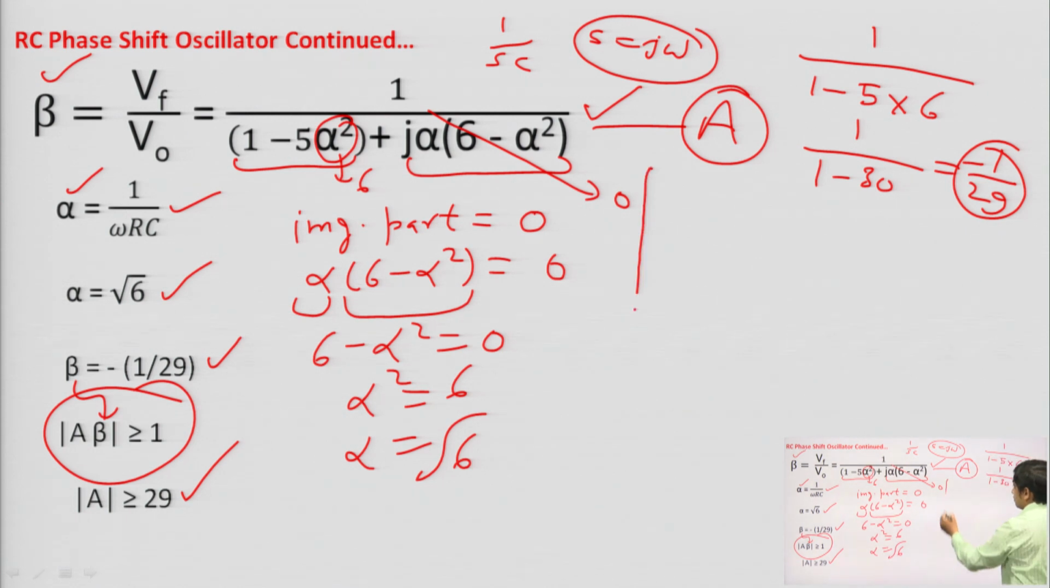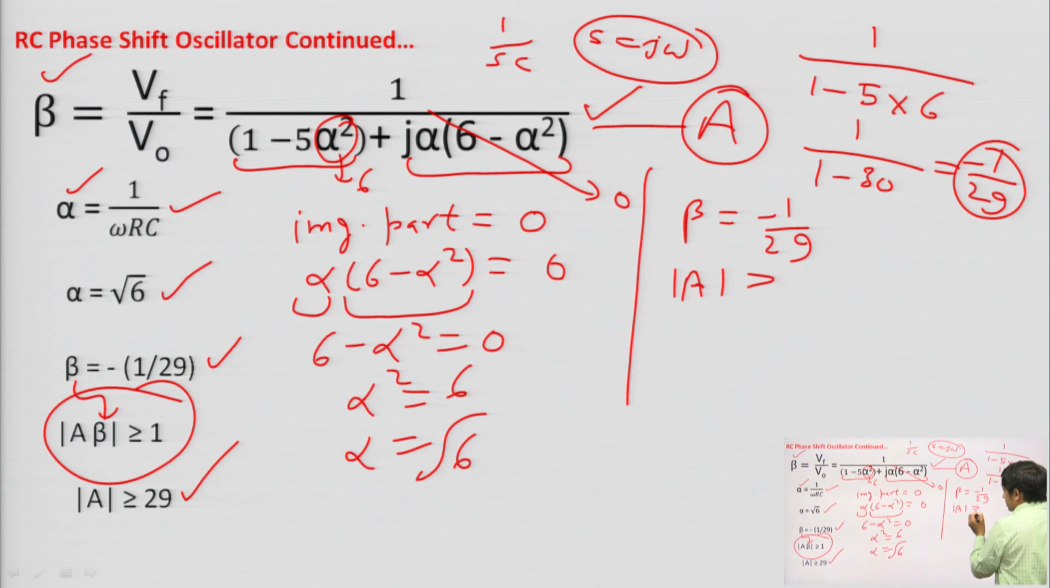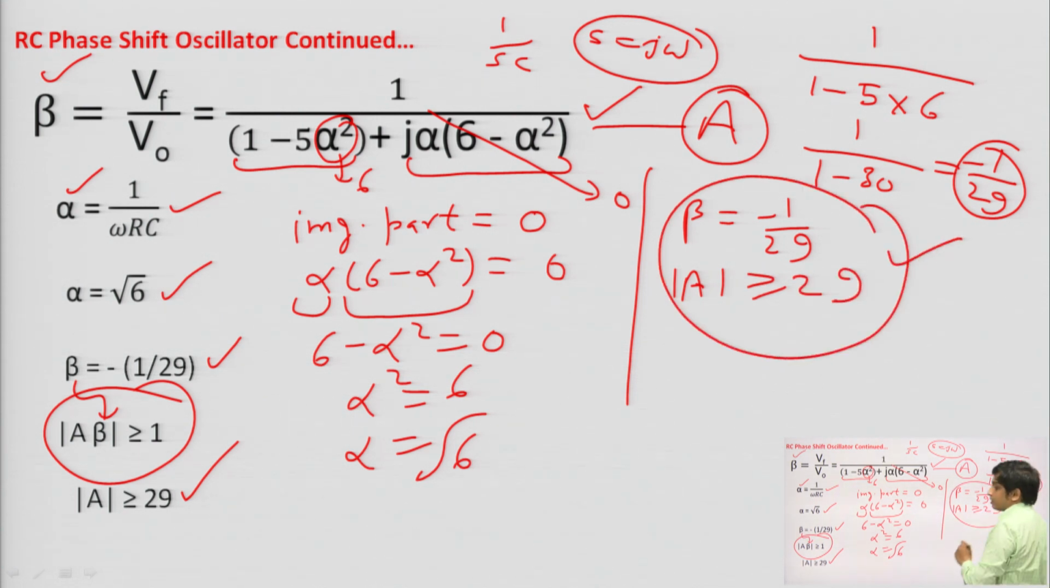So, these are 2 important results. Your beta is equal to minus 1 upon 29, the feedback ratio is negative, that indicates 180 degree phase shift, and mod A is greater than or equal to 29. These conditions are important because keeping in mind these conditions we design the circuit.